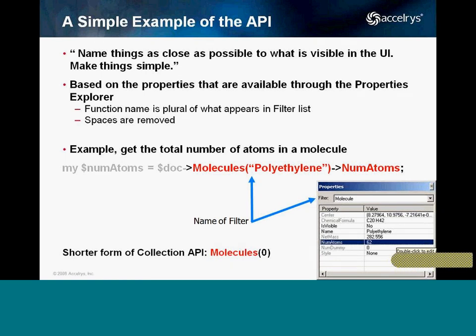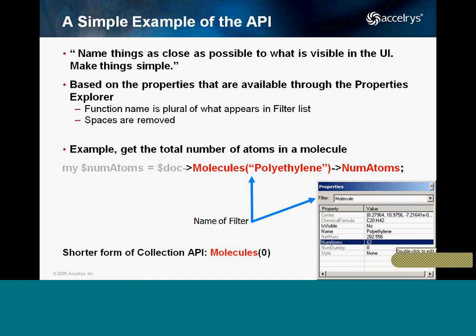So one of the things when we designed the API was to make it really as close to the user interface as possible, so that would make things simple and very easy for people to work through and understand. So this is an example that's based on the Properties Explorer, and what I want to do here is get the number of atoms of a specific molecule in a structure.